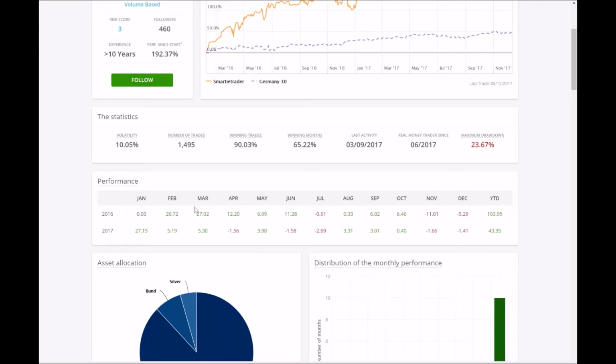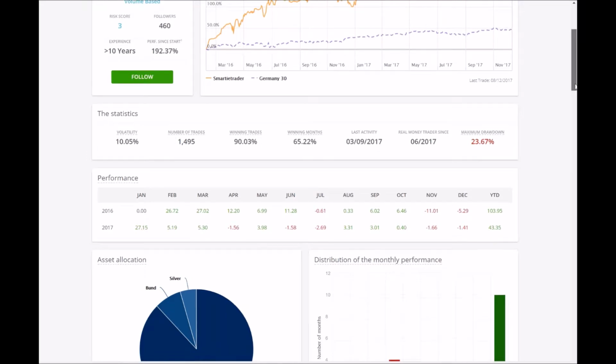So what we have here for Smarty Trader, 2016. Feb, so massive profits there, so a lot of risk taken there, I think. So 2016 made 103% for the year. 2017, again, big standout month there. That's probably the only big standout month, and then more realistic levels of return, leaving this person up 43% for the year to date. And I think clearly, not surprisingly, being a bit more cautious when it comes to trading with real money rather than trading on a demo. But a 40% return is still not to be sniffed at.